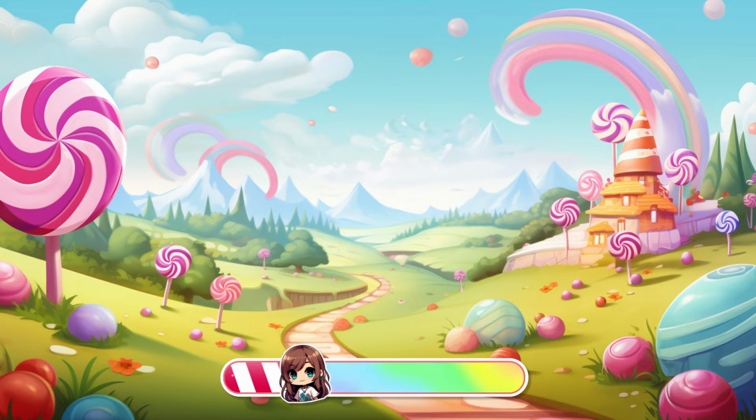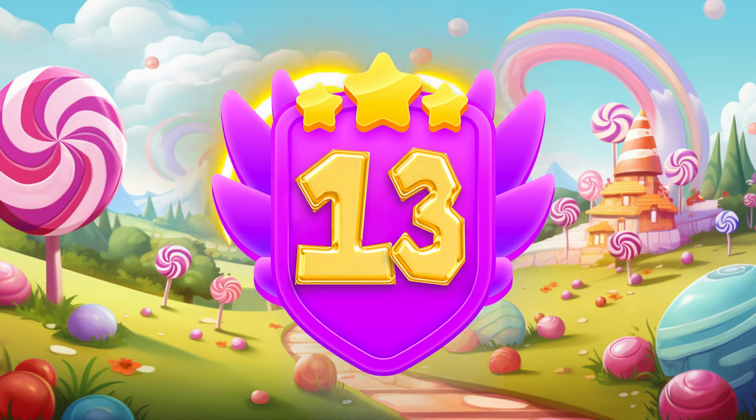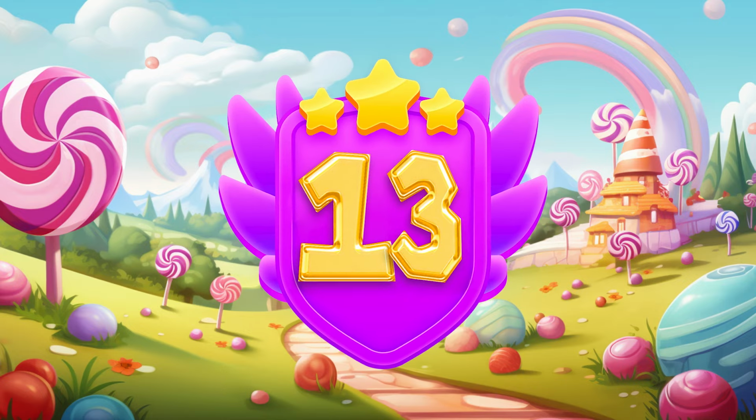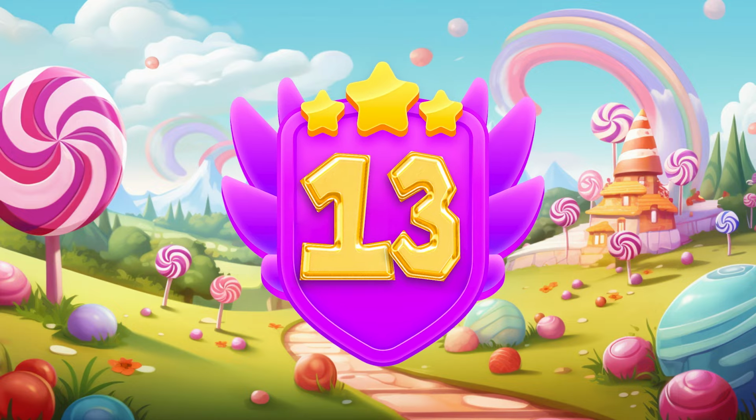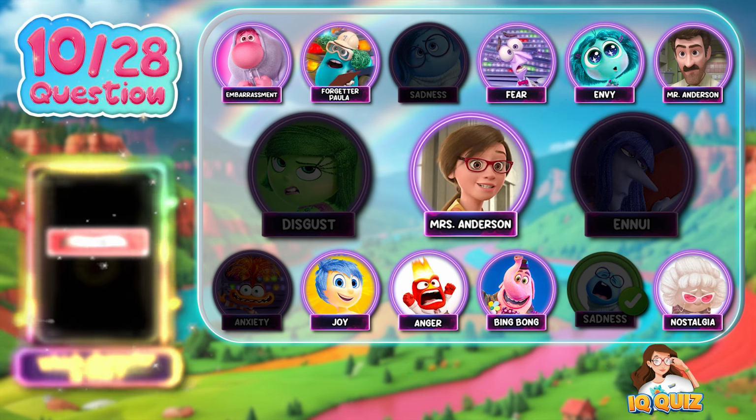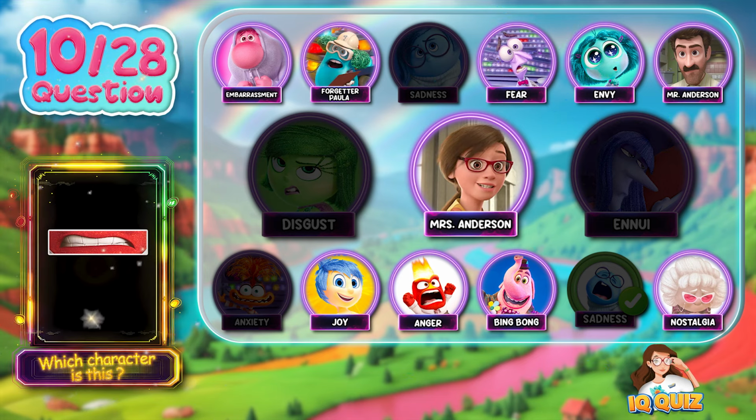How many Anhui did you count? The answer is 13. Did you have the correct number? Round 10. Do you recognize this character?